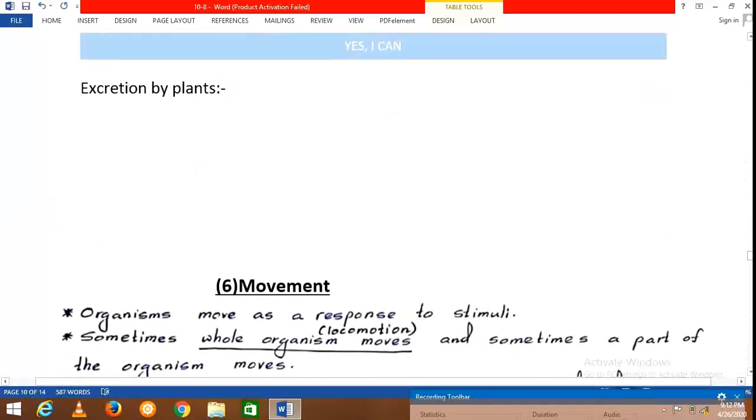Then plants also excrete, do you think? During respiration of plants, carbon dioxide is released as an unnecessary substance. Therefore, carbon dioxide becomes an excretory product during respiration of plants. Then, during photosynthesis, plants release oxygen as a byproduct, so oxygen becomes an excretory product during photosynthesis. Both carbon dioxide and oxygen are released through stomata in leaves as well as the lenticels.